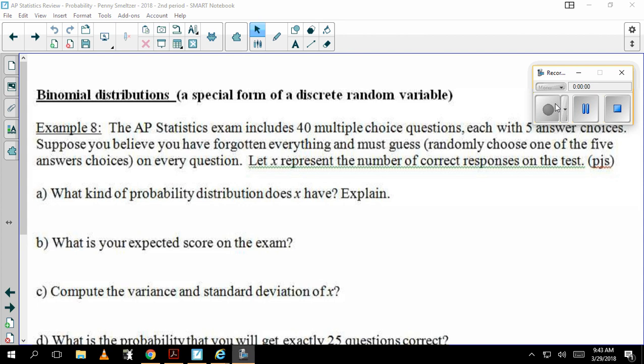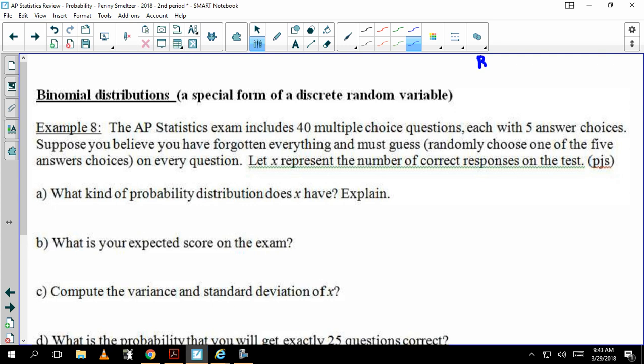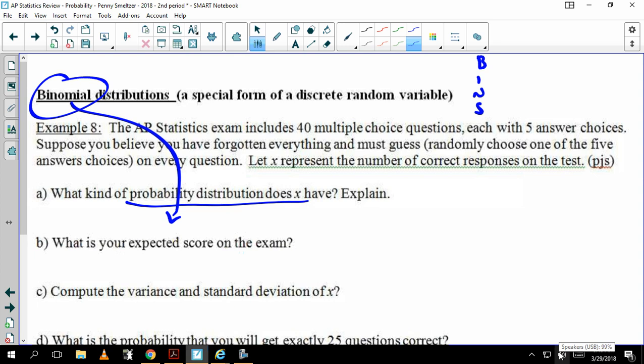Number 8 is talking about a binomial distribution. The book gives you a clever acronym for remembering it. It's BINS. So it says, what kind of probability distribution does it have? It's binomial. But why is it binomial? It's binomial because it meets these 4 criteria, BINS.